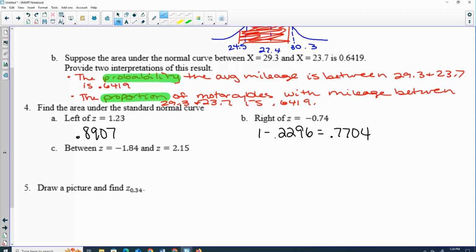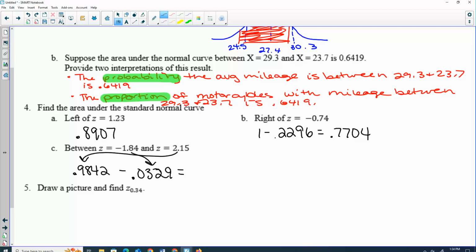How do we do between? Subtract. But what you have to remember, your probability has to be a positive number, right? Between 0 and 1. So let's do the bigger one minus the smaller one. So we look up the 2.15, and its probability is 0.9842. We look up the negative 1.84, and that's 0.0329. And then we subtract them.